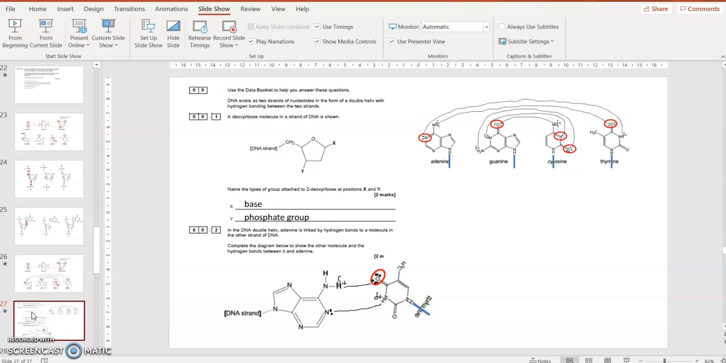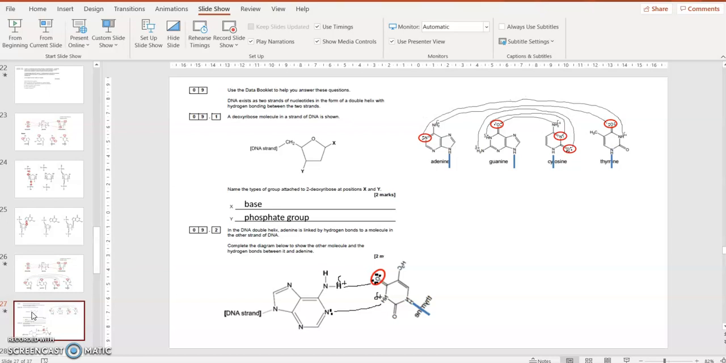What have we got here? Complete a diagram to show adenine linked by hydrogen bonds to a molecule. So we can see adenine is going to bond to thymine. It's going to have 2 hydrogen bonds from the NH2 on the top of the adenine round to the O on the thymine, with the lone pairs of electrons on the O of the thymine bonding to the delta plus of the NH2, and then going round again, the lone pair of electrons on the N of adenine hydrogen bonding to the H pluses on the NH of the thymine, 2 hydrogen bonds.